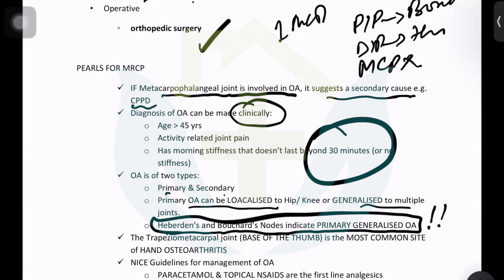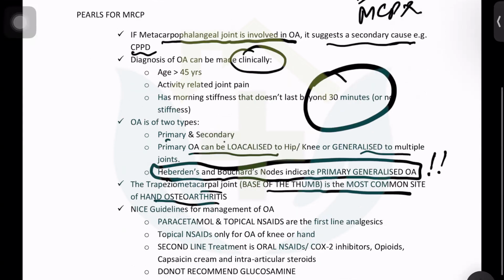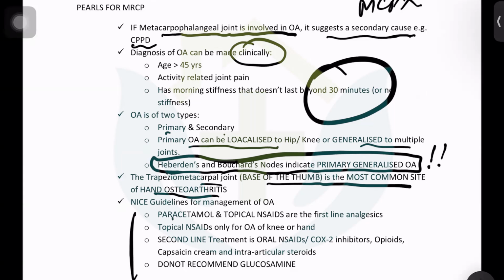The trapeziometacarpal joint, TMC, or the base of the thumb, is the most common site of beginning of osteoarthritis. NICE guidelines: paracetamol and topical NSAIDs. Remember topical NSAIDs. When I was preparing for rheumatology, like 10 years back, I made a mistake in this question. There was an option of topical diclofenac and I ignored it. The answer is this: if oral paracetamol is not mentioned in the exam, don't go for oral diclofenac. Go for topical diclofenac as the answer.